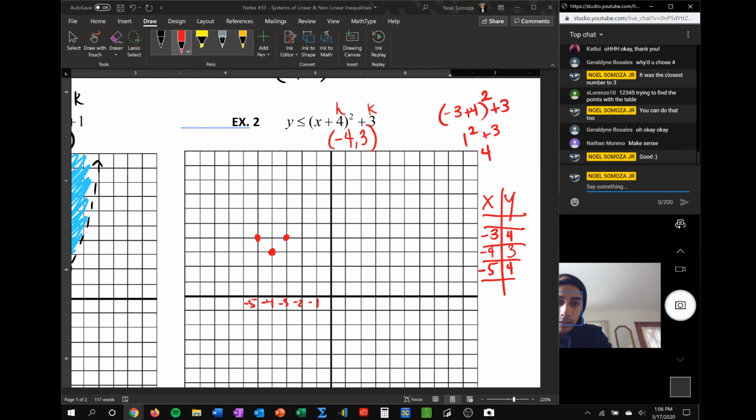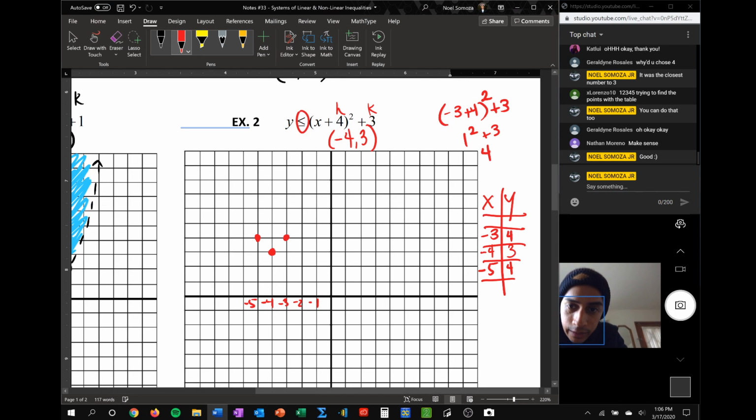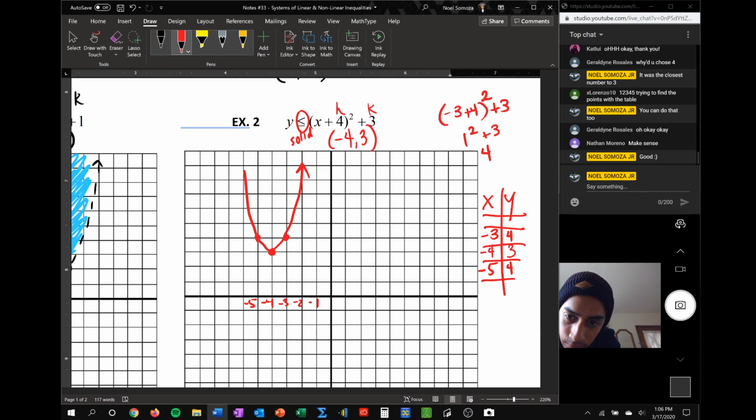All right, so now sketch it, right? Notice, look at the inequality. It's less than or equal to, right? It's got the bar underneath, which means solid. Okay, solid. So you draw your solid curve. All right. And now we have to decide which one we're going to shade. Is it going to be above or below? Well, this one is telling me less than or equal to. Well, less than probably going to be a point that's under.